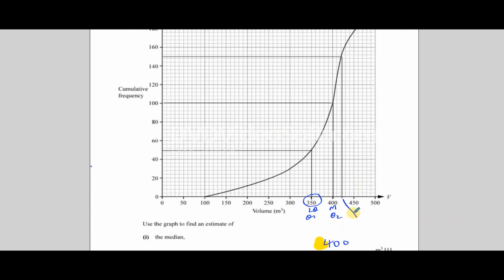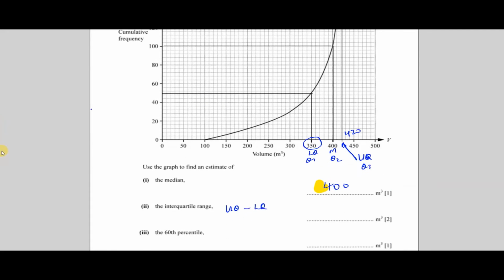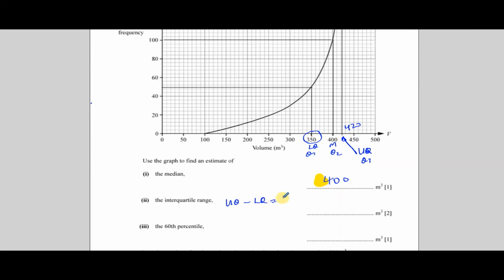The upper quartile has the symbol Q3, as you can imagine. So we have Q3, which is 420, minus 350. 420 minus 350 will give us the interquartile range. So 420 minus 350 gives you 70. So that's the interquartile range.